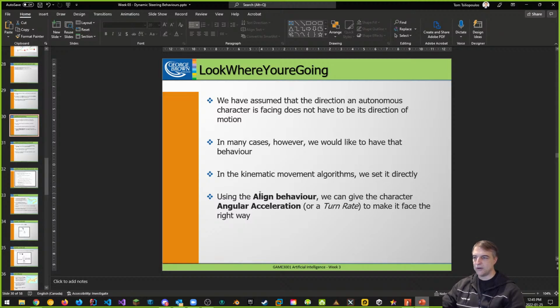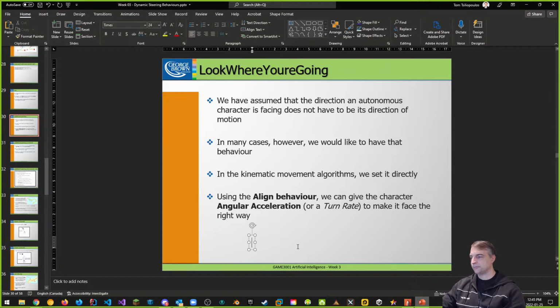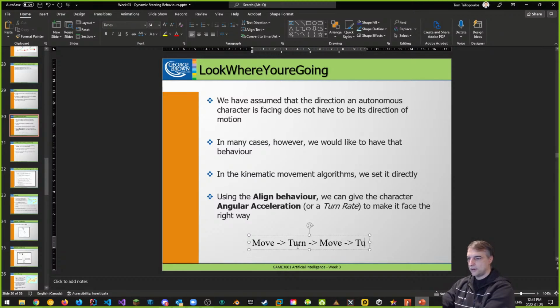We have to use align behavior, which is kind of like face, and we have to turn in that direction. We have to use some kind of angular acceleration or a maximum turn rate per frame or per time step to change the facing, and then apply acceleration. So the steps are like this: move, and then turn, and then move, and then turn, and then move, and so on, and repeat until you're facing the target, right? Until you face the target, and then just move afterwards.